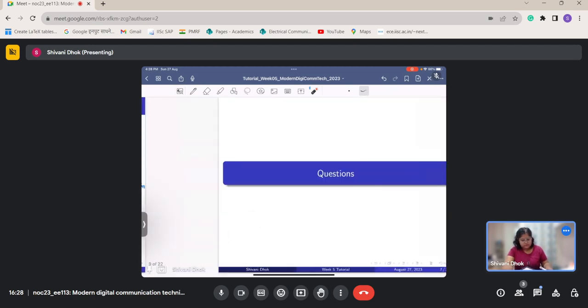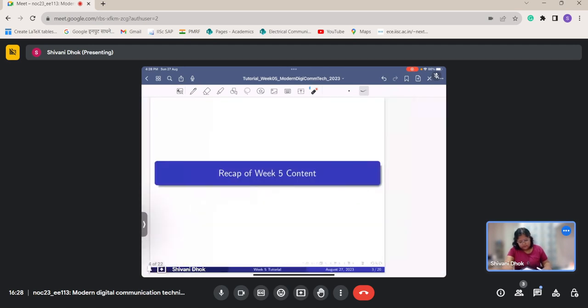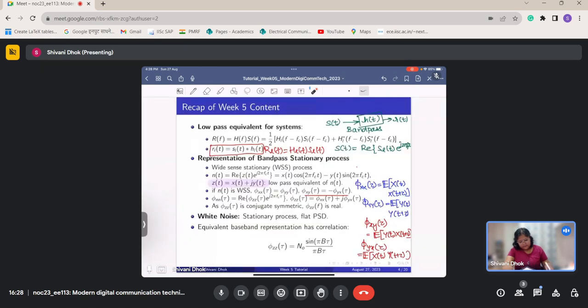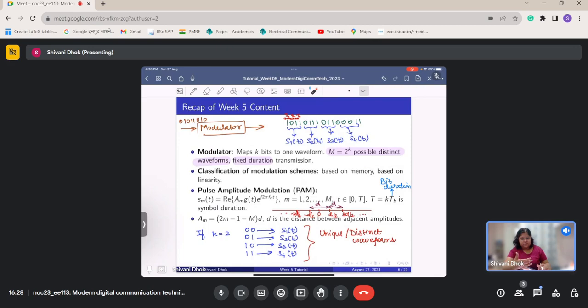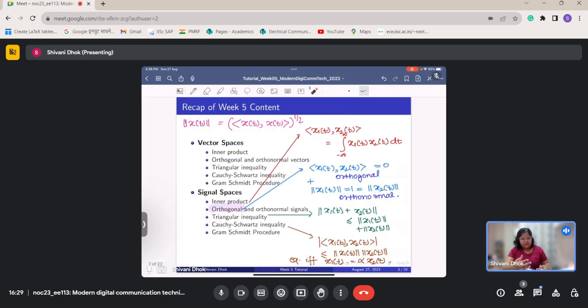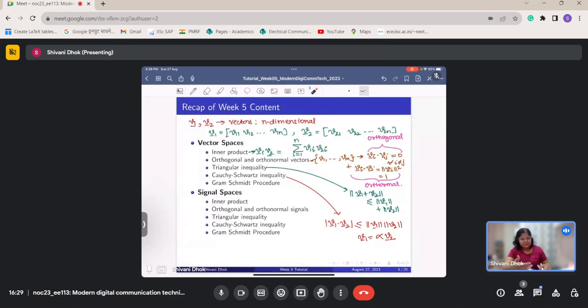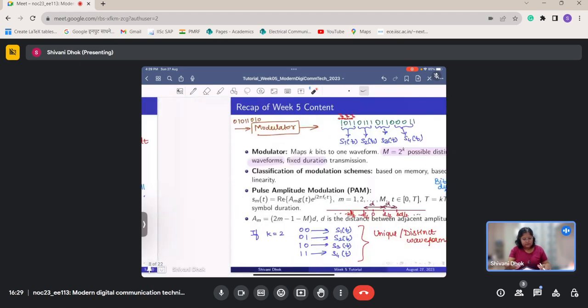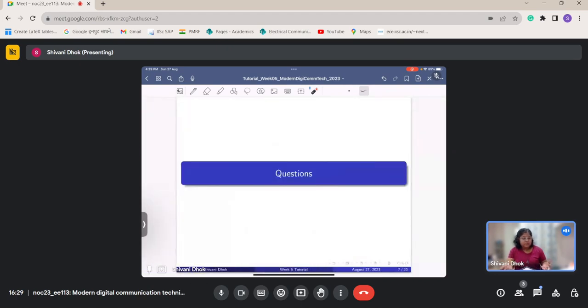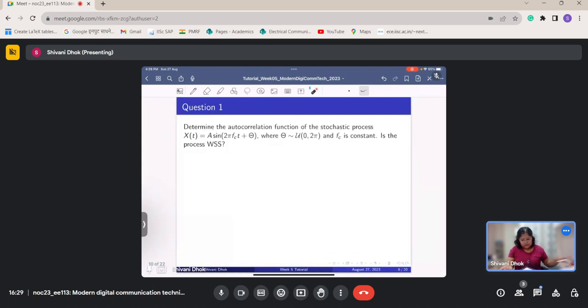As we can see, in this week we had major concepts of stationary processes, then vector and signal spaces, and an introduction to modulation schemes. For modulation schemes, there are not many questions which can be covered. So this week, I'll cover questions related to signal spaces, vector spaces, that is Gram-Schmidt, and also stationary processes, like how to find autocorrelation and those kinds of things. So let's start with a simple question.